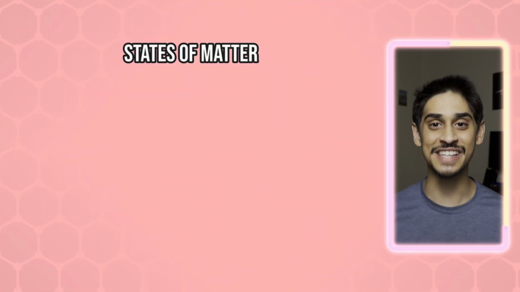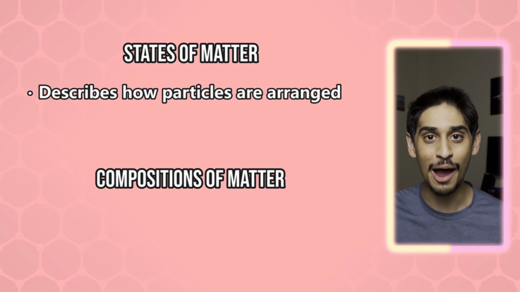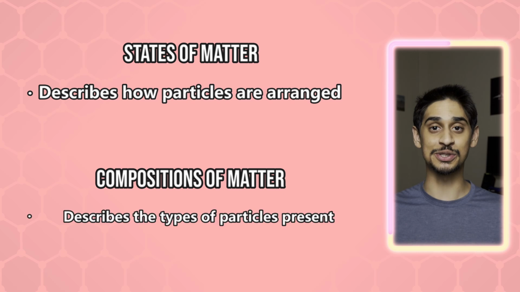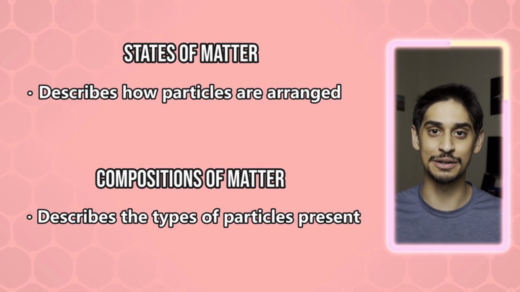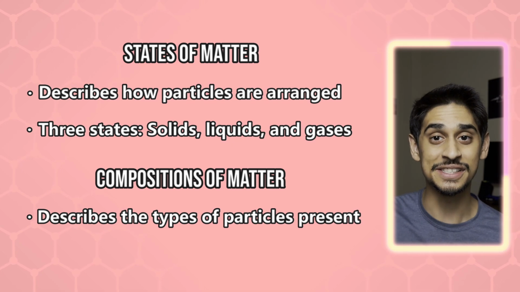There are a couple of major classifications of matter: the states of matter and the compositions of matter. The states of matter describe how the particles are arranged, whereas the compositions of matter will describe the types of particles that are present. There are 3 different states of matter that you need to know: solids, liquids, and gases.